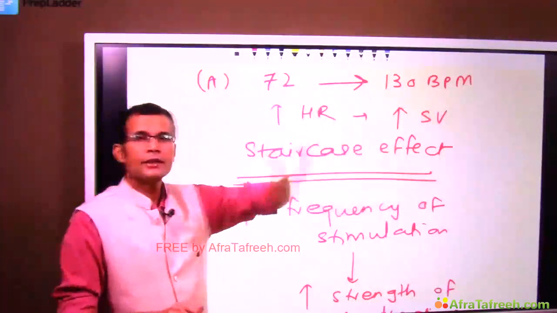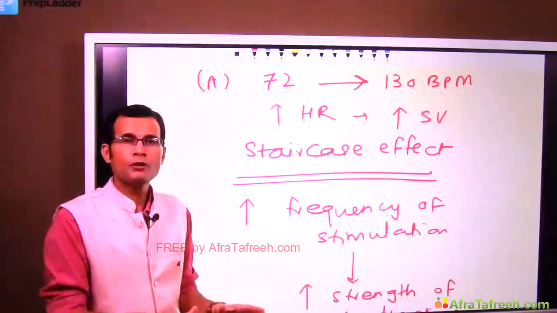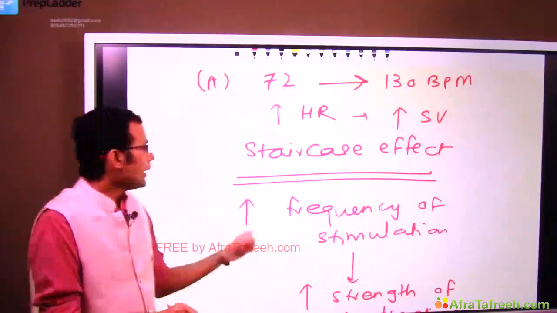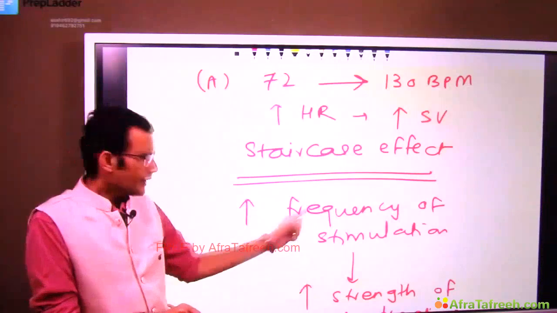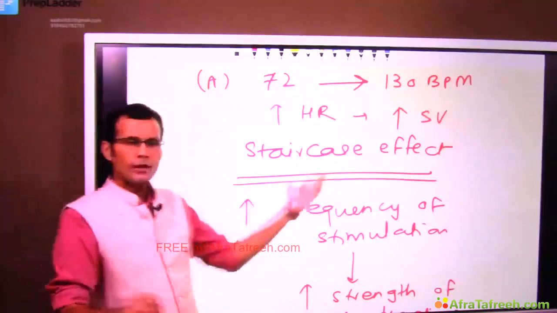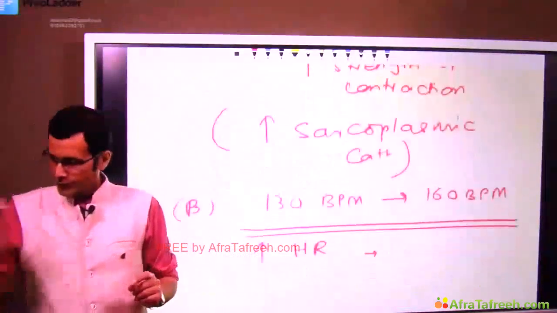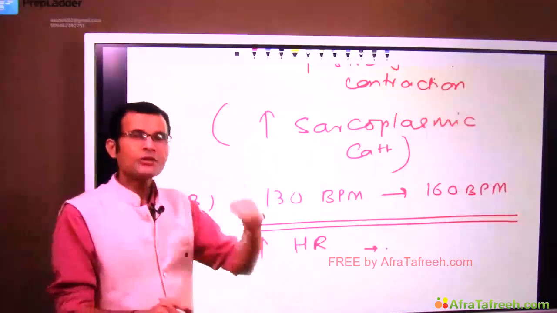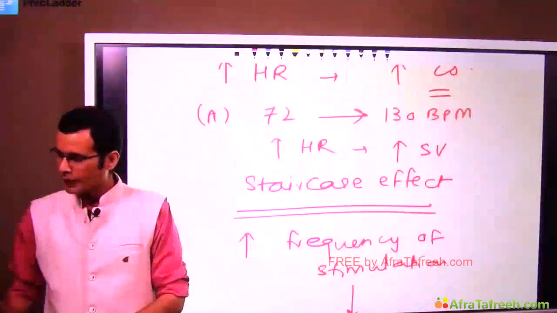Heart rate is increasing. Means what? SA node is sending more number of impulses into the ventricle. That means increased frequency of stimulation of the ventricle, and that means stronger contraction by the ventricle. I think that was very obvious. But now, staircase effect has reached its peak up to 130 beats per minute if the heart rate has increased.